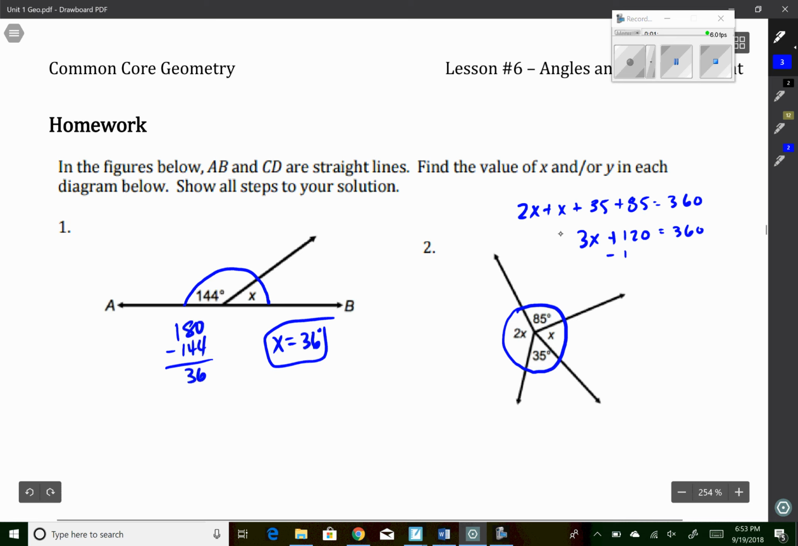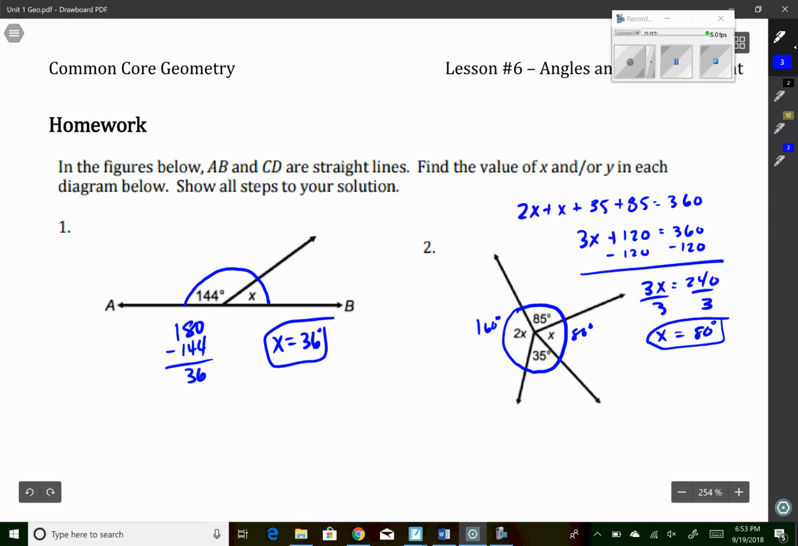Then if I want to move the term over the equal sign, I'm going to subtract it or use its opposite operation. So I have 3x equals 240. Divide by 3, and I get x equals 80. Now for this, it just says solve for x. X is an angle, so 80 degrees. I could figure out that this is 80 degrees, I could say this is 160 degrees, and that could even help me check by adding them all up and seeing that it does equal 360 again.